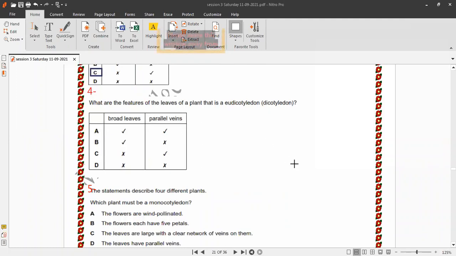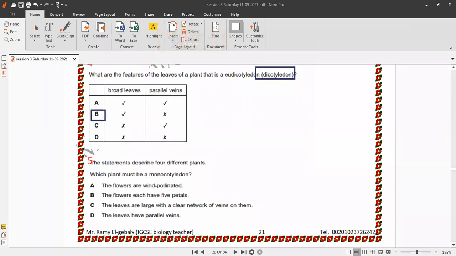Abdurrahman, dicotyledon? Yes, sir. Dicotyledon. Broad leaves. Okay, so it's B, with no parallel veins.